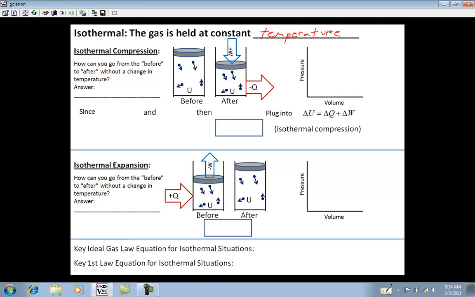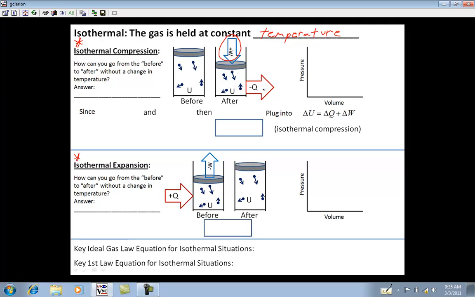Now there are 2 types of isothermal processes. There's the isothermal compression and there's the isothermal expansion. The isothermal compression is when we've got a situation like this where we've got a gas and we add heat to it. We add heat, but, I'm sorry, I meant add work. We do work to the system, but heat comes out of it.